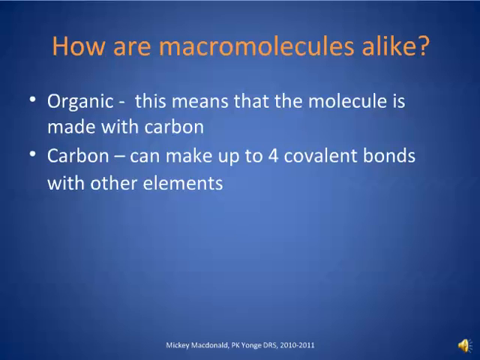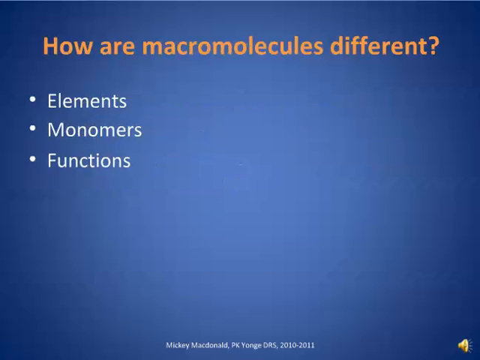How are macromolecules alike? All four macromolecule groups have carbon as their backbone. This means that they are organic. They are organic molecules, or molecules that are found in living things, because they are made up of carbon. Macromolecules are grouped into the four categories based on their similarities and their differences. The differences that are important when grouping macromolecules include the elements that make them up, their monomers, and their function. Let's take a look at each group of macromolecules more closely.